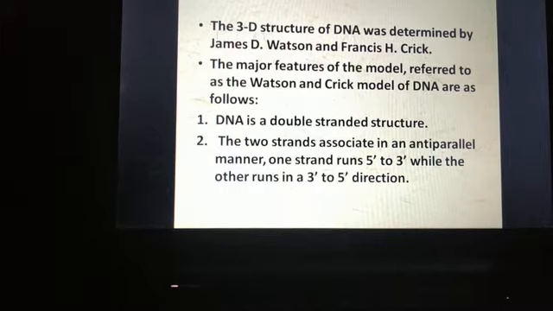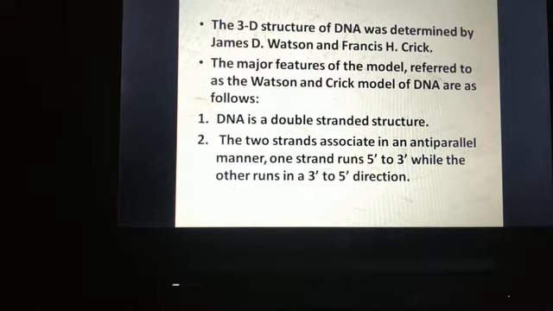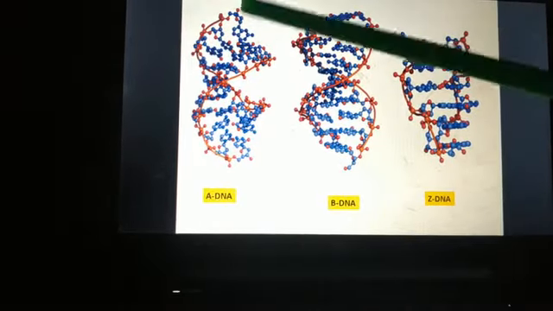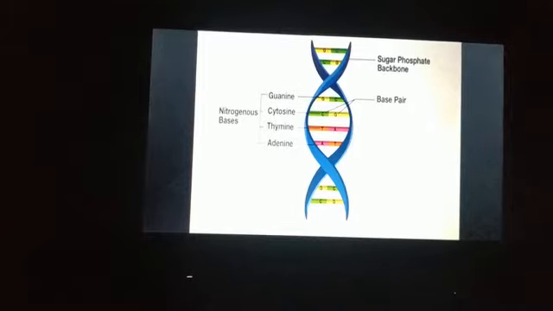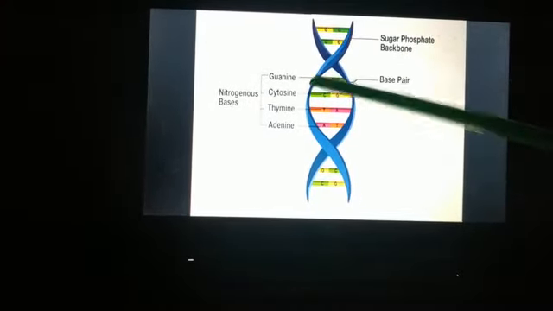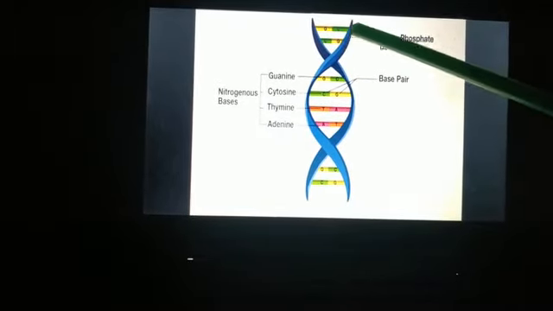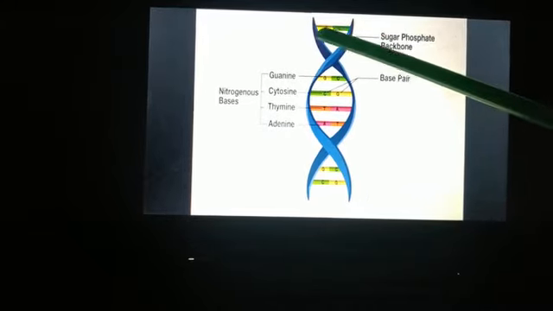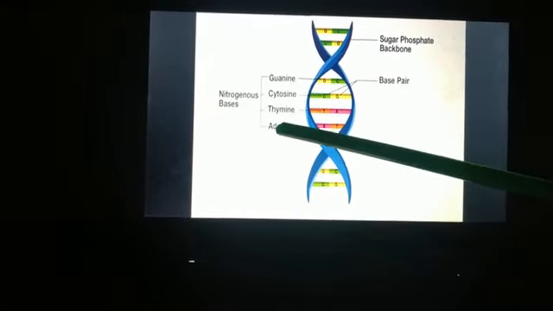The first one is DNA's double-stranded structure. So DNA has a two-stranded structure, double-stranded. Can you see here? This is one strand and this is another strand. See here, students. These are the two strands of DNA. Sugar and phosphate form the backbone. The phosphate group is present. In between we have the nitrogenous bases, that is ATGCs.